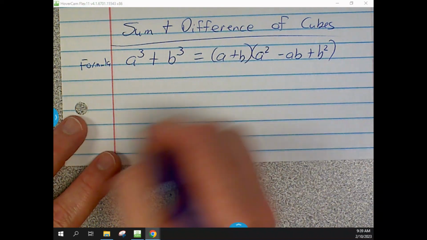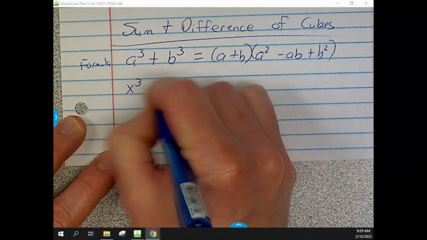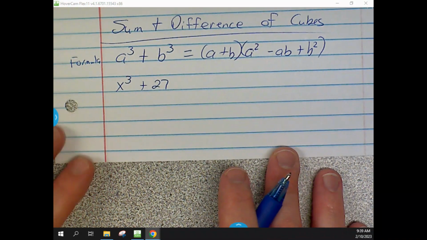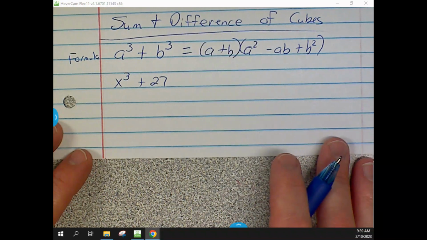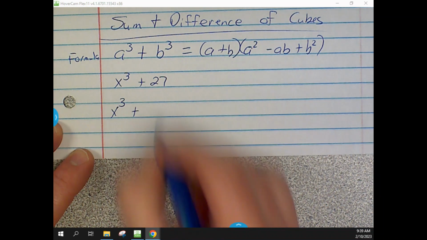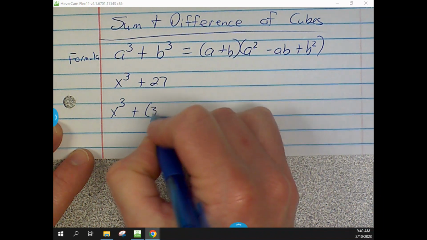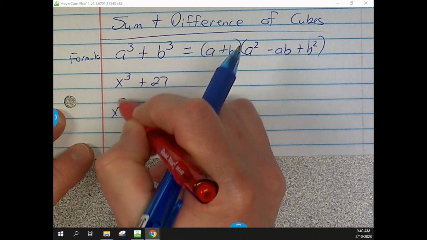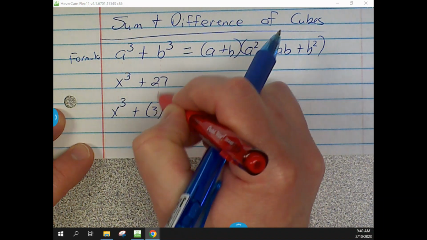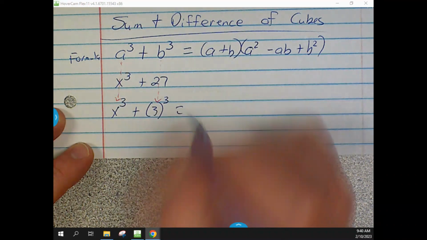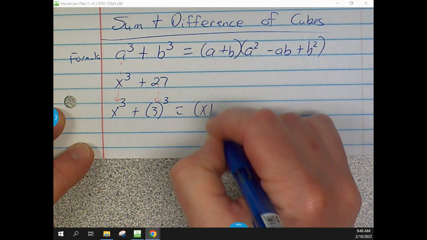So let's give you an example where you've got some numbers. Let's say you're doing x to the third plus 27, because this will be more like what you'll see when we go through our stuff. All right, so very first thing is, if you've got 27, everybody okay if that's 3 to the third? Okay, so basically everywhere we've got an a, we're going to have an x. Everywhere you've got a b, you're going to put a 3. So that means this thing is going to be x plus 3.